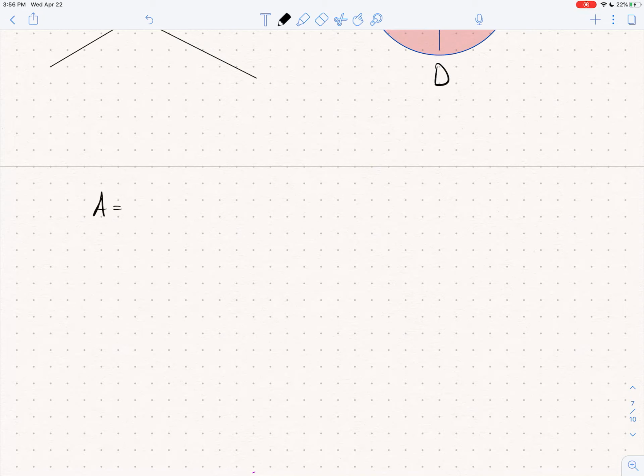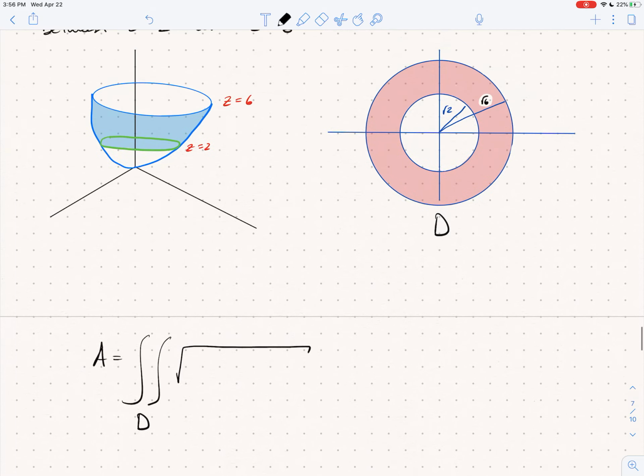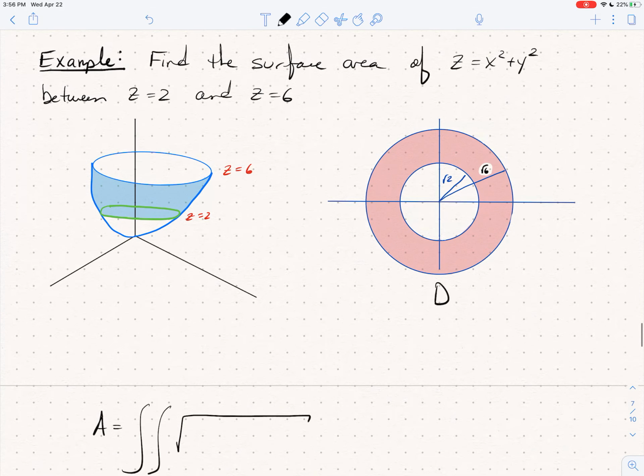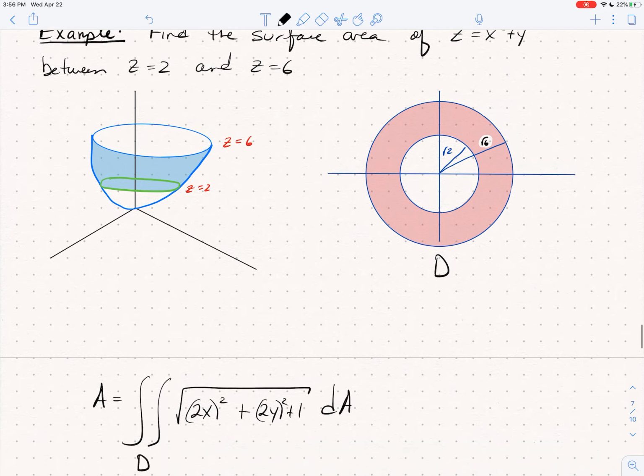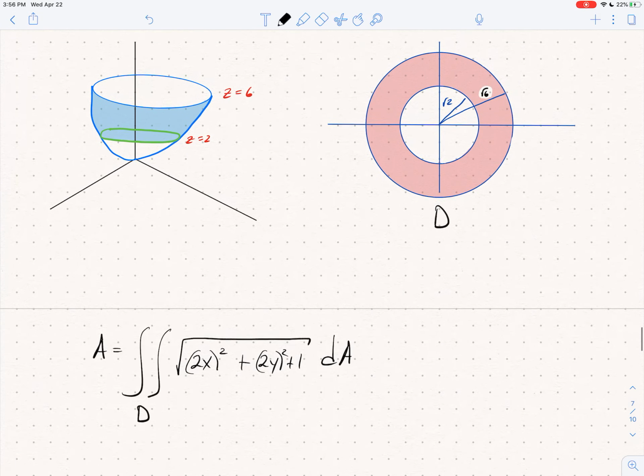So the area is going to be the double integral over D. Let's just write down the formula. We know it's going to be the radical of f partial x squared plus f partial y squared plus 1. So this is my f of x,y, and f partial x is just 2x, so I get 2x squared, plus f partial y is 2y, so 2y squared, plus 1. Let's just put dA to start with over D.